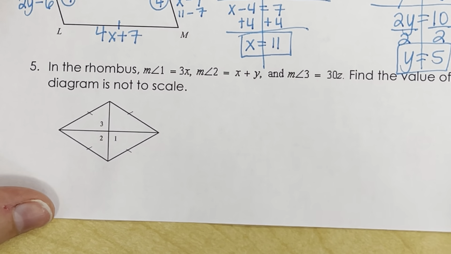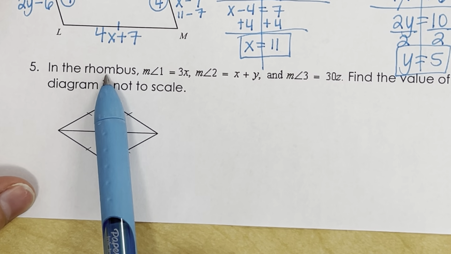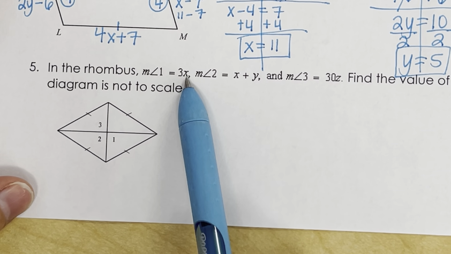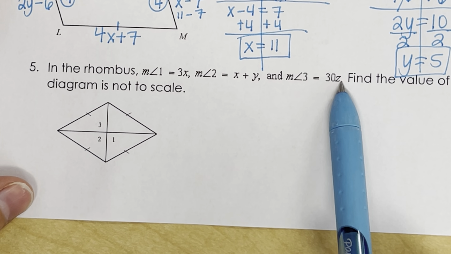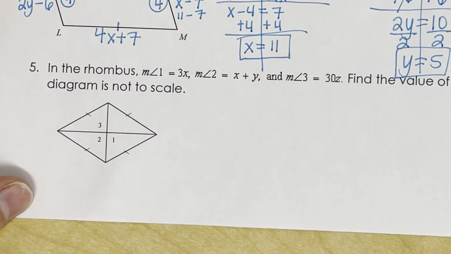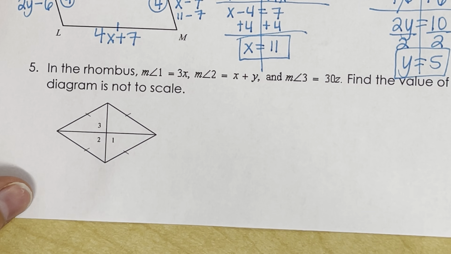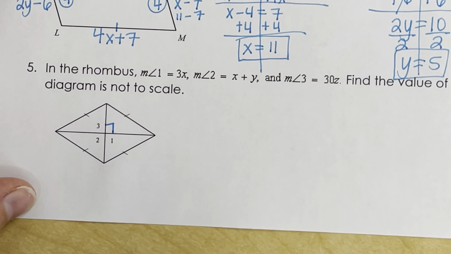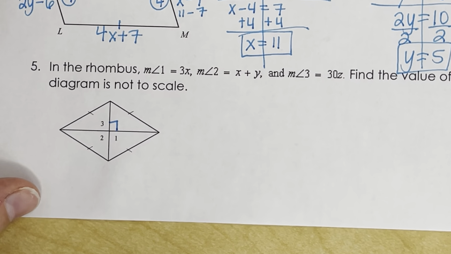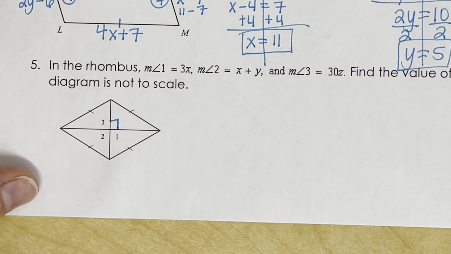Number 5. Below is a rhombus. It tells me angle 1 is 3x, angle 2 is x plus y, and angle 3 is 30z. Find the value of each variable. The diagram is not to scale. Now, in a rhombus, everything on the inside, all of these angles, are equal to 90. So essentially, I'm just going to set each equation equal to 90.